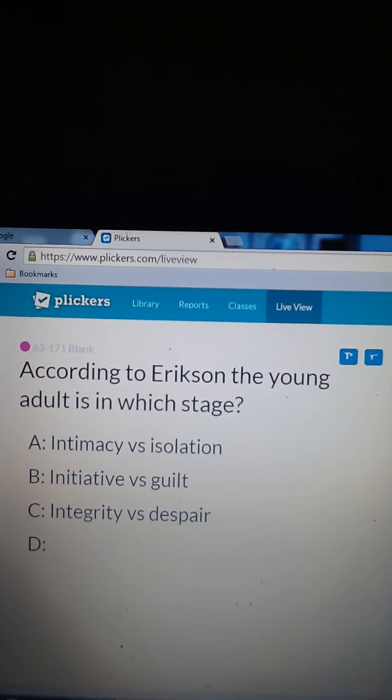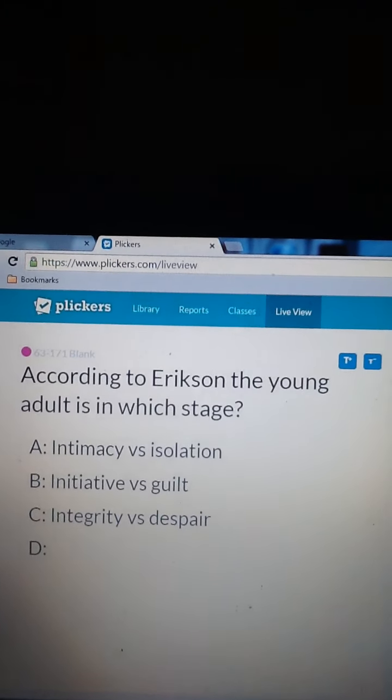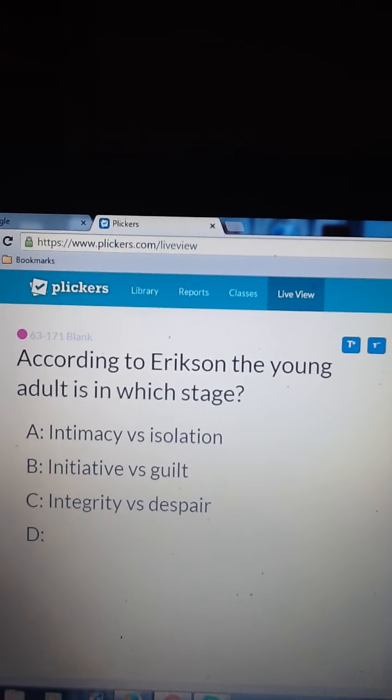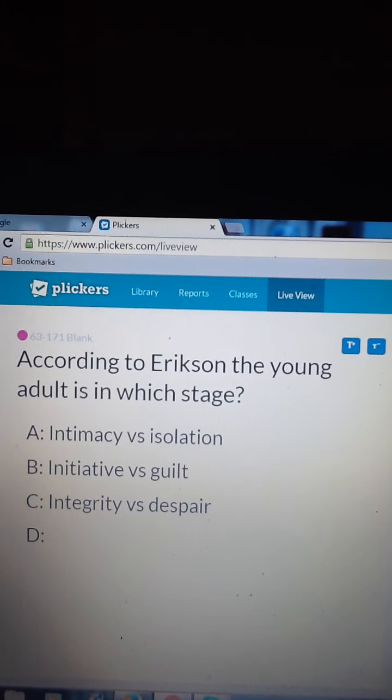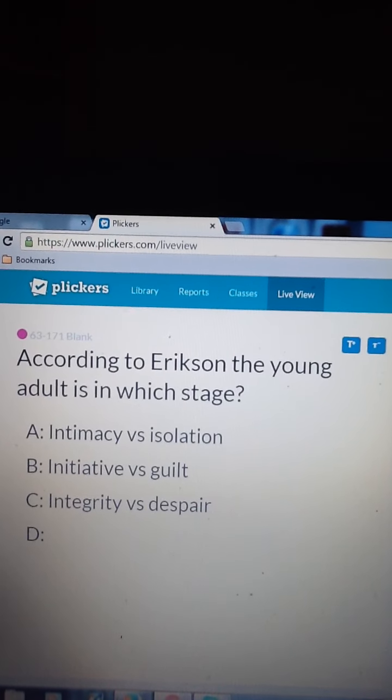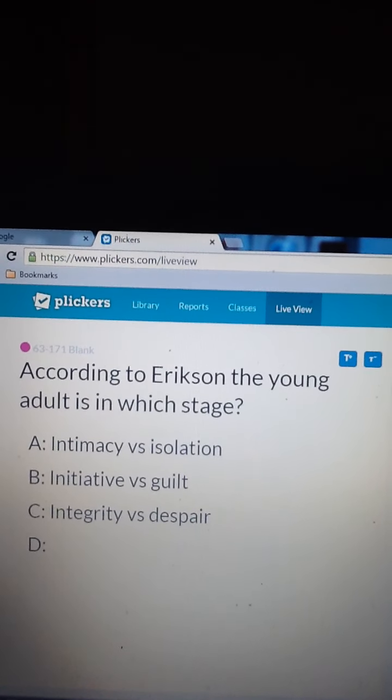According to Erikson, the young adult is at which stage? Is it A, intimacy versus isolation, B, initiative versus guilt, or C, integrity versus despair? The answer here with Erikson is A, intimacy versus isolation.